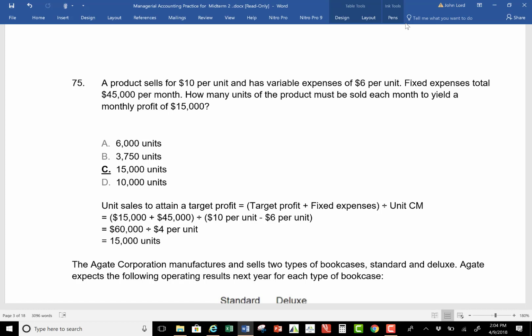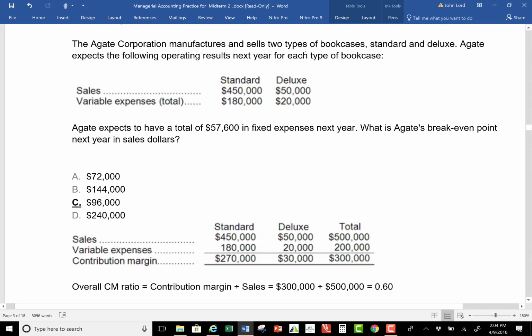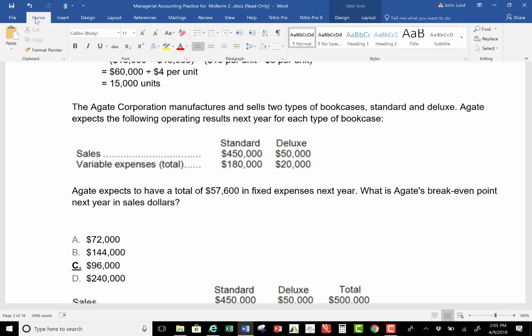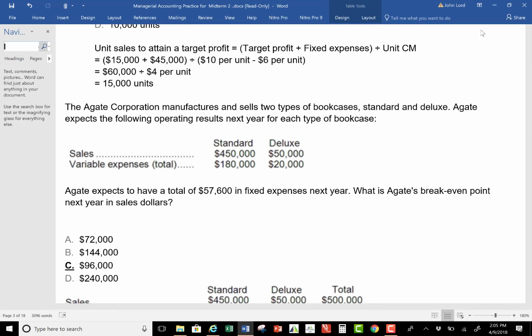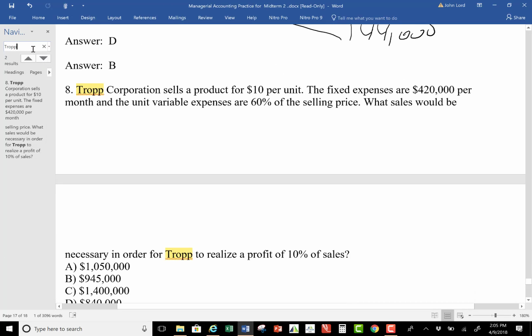Question? Can you do Trop Corporation? I don't know if this is on the same file. There's number 8, Trop Corporation. Hold on to that one. I'm sure we're going to get into that one if you have a question about it. It's on here, on the very bottom. Trop, T-R-O-P-P. Ah, yes, it's the very last page.